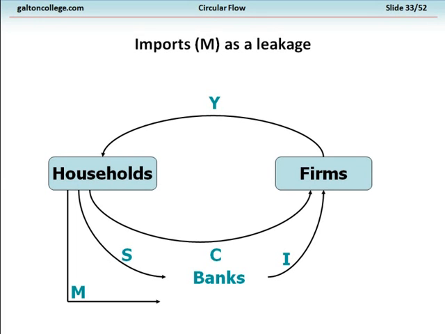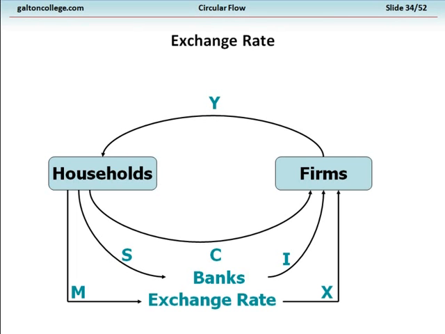Now, fortunately for us again, there is a mechanism for this. The price that we pay for imports, which is paid in foreign currency, that price is determined by the exchange rate. So it's the exchange rate that balances imports and exports. Now, there will be a separate class on foreign exchange and exchange rates and international trade in general. But for the moment, M equals X because the exchange rate adjusts.